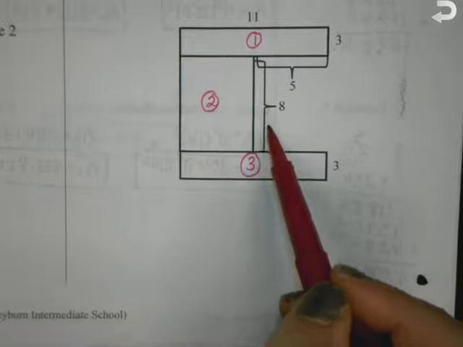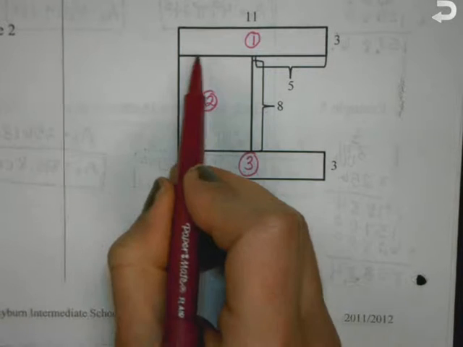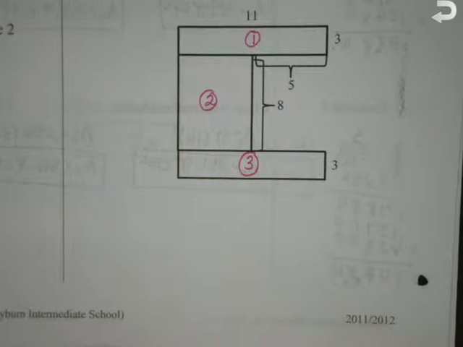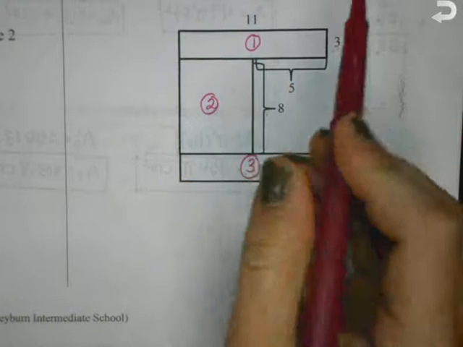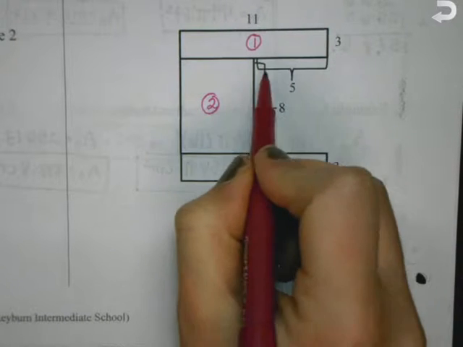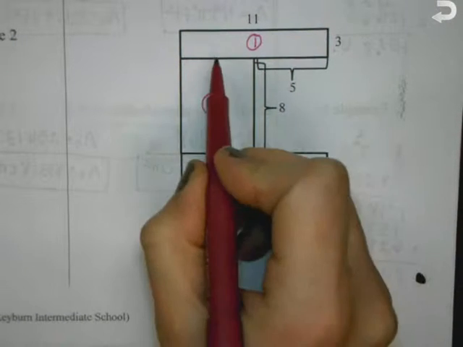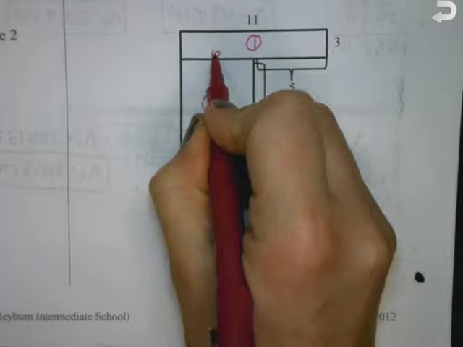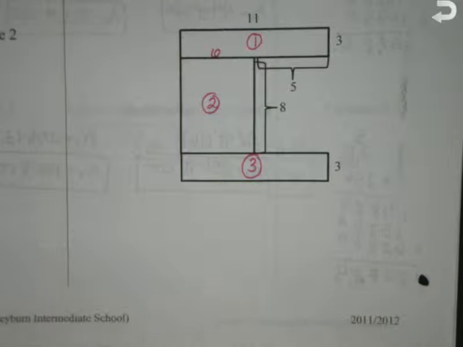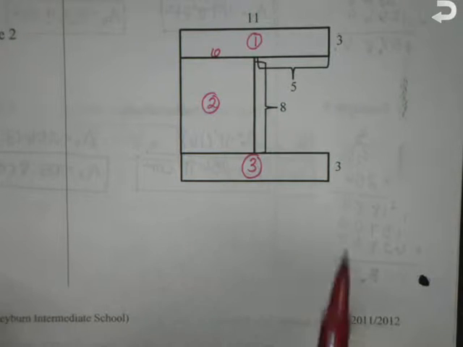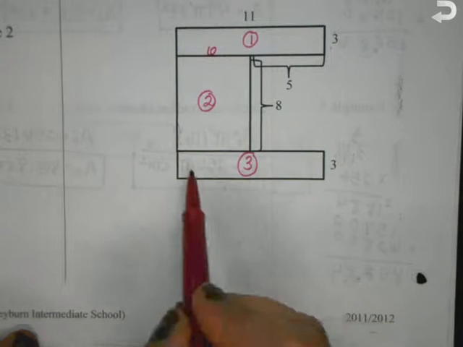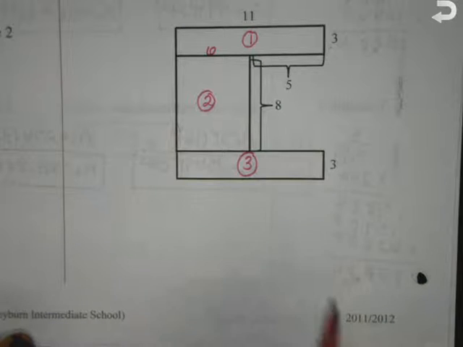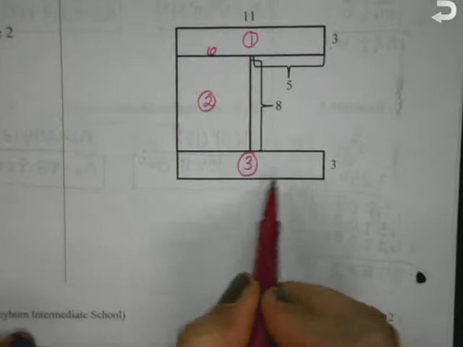So what do you think I need to do? Okay, so what am I going to do to find this length right here? Very good. I know that the whole length is 11, and I know that this part of it is 5. So this part has to be 6. So label that right there, 6. So do I have enough information for rectangle 2? I do. Do I have enough information for rectangle 3? Yes. Well, what's the length of this one? It's 11. It's the same as the top, right? So this one's also 11.